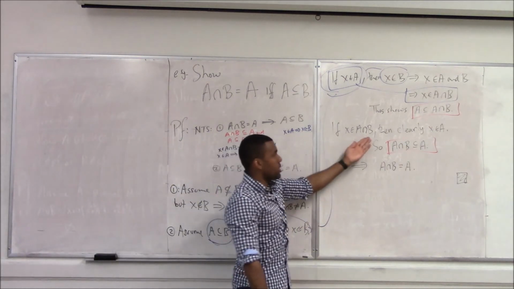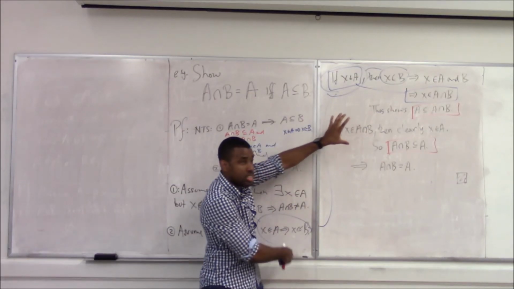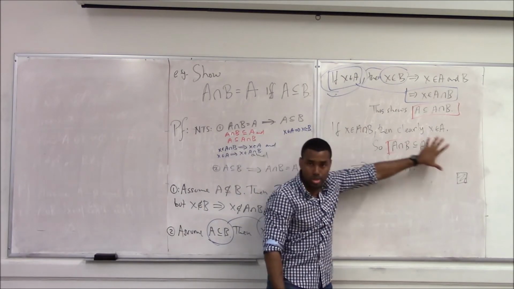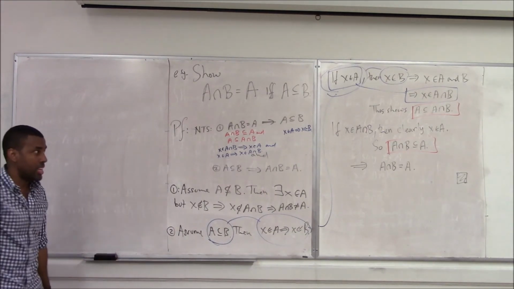If I assume it's in both, then clearly it's in one of them. This is always true. I don't even need this assumption here. This is always true. Right? The intersection between a set and something else is always a subset of that set.